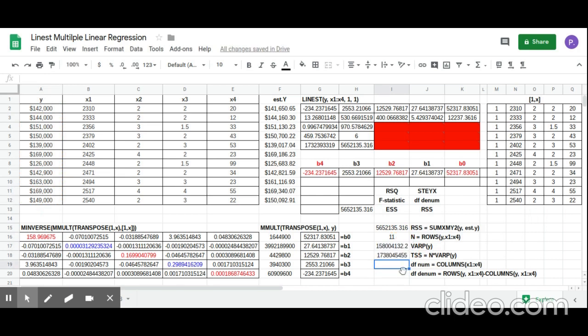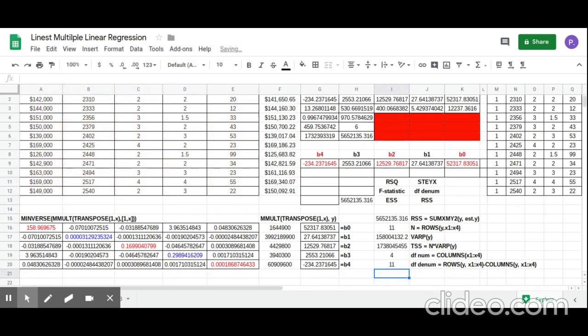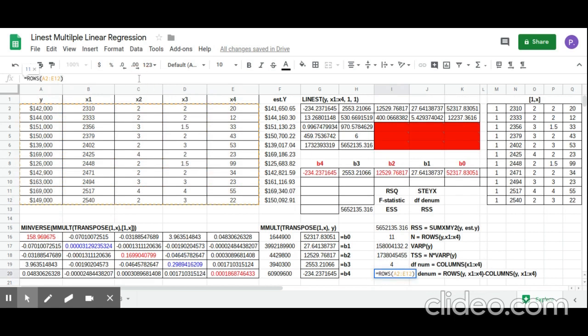Next, we calculate the degrees of freedom of the numerator. It is equal to the columns of the independent variables. That's 4 because we have 4 independent variables. Next, we calculate the degrees of freedom of the denominator, which is the rows of the dataset range minus the columns of the dataset range. So our degrees of freedom is 6. That's our degrees of freedom.